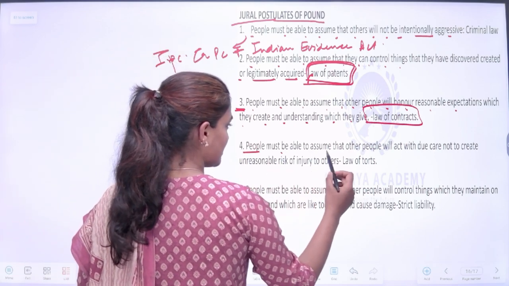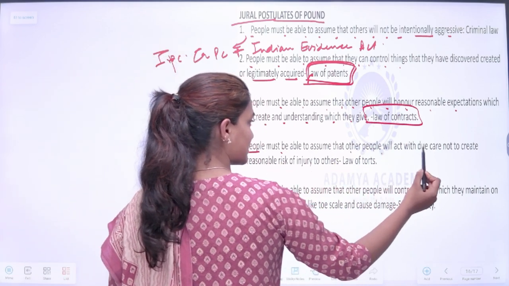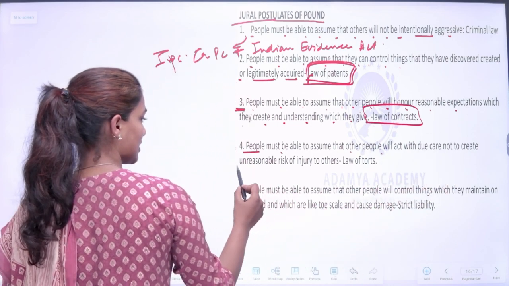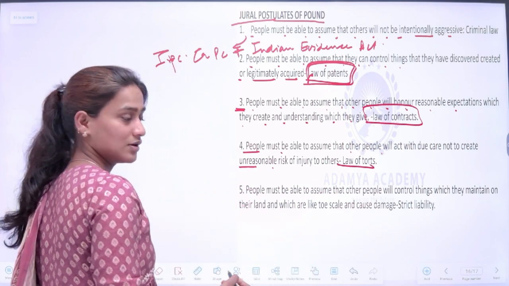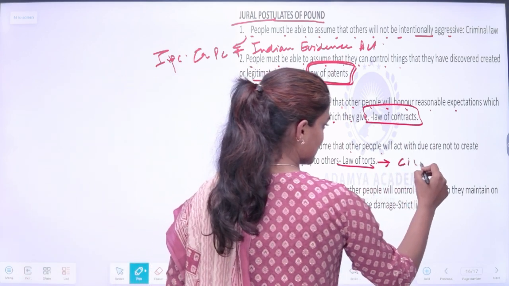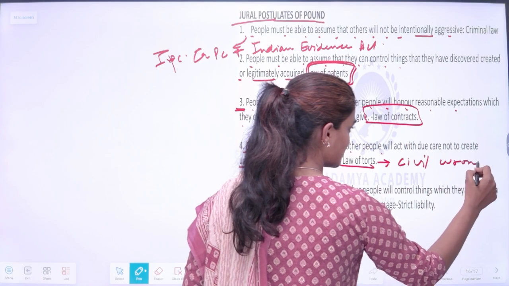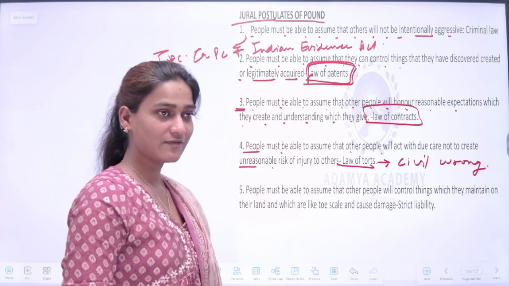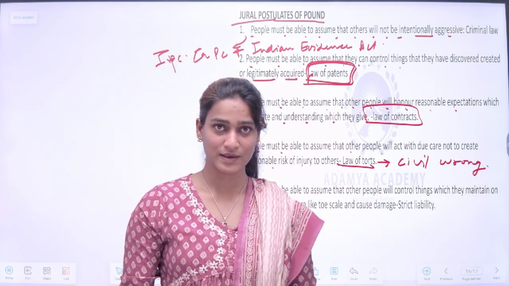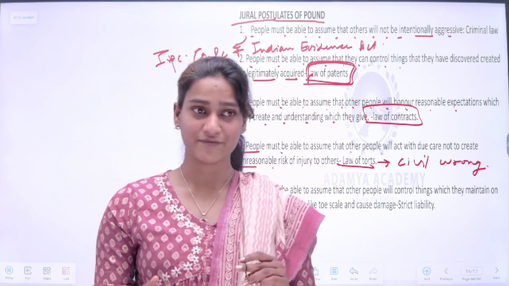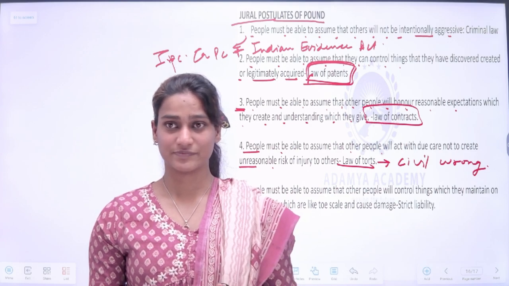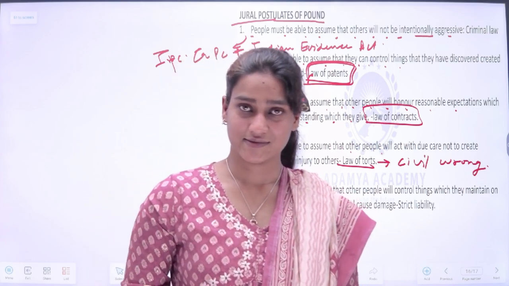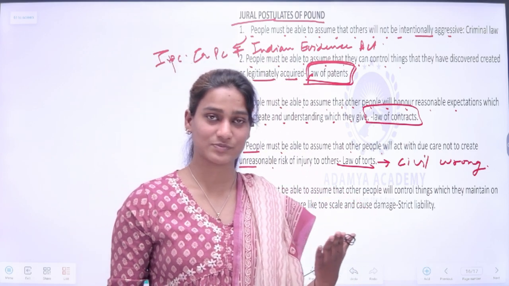People must be able to assume that other people will act with due care not to create unreasonable risk of injury to others. This is law of torts. Law of torts basically means protecting individuals from civil wrong. So whenever a person steps out of home, he should not fear that someone might snatch away his chain, or someone might beat him without any reason. This is how he is protected.